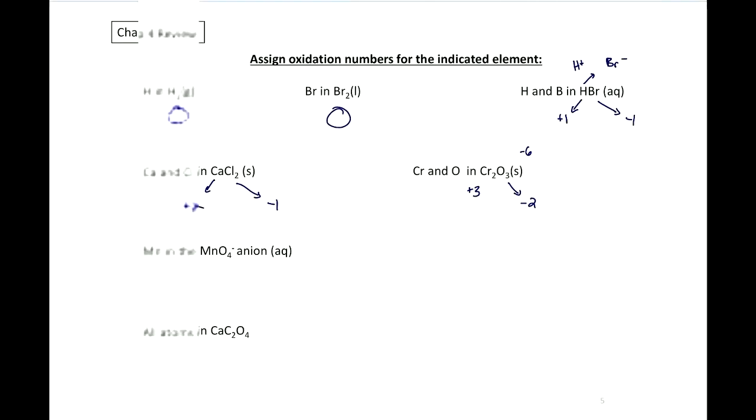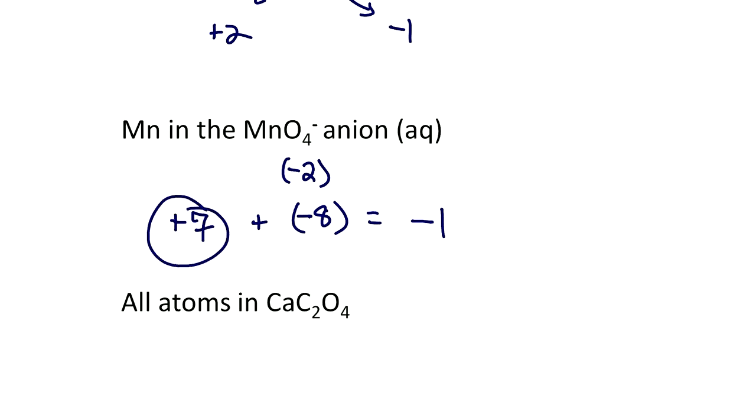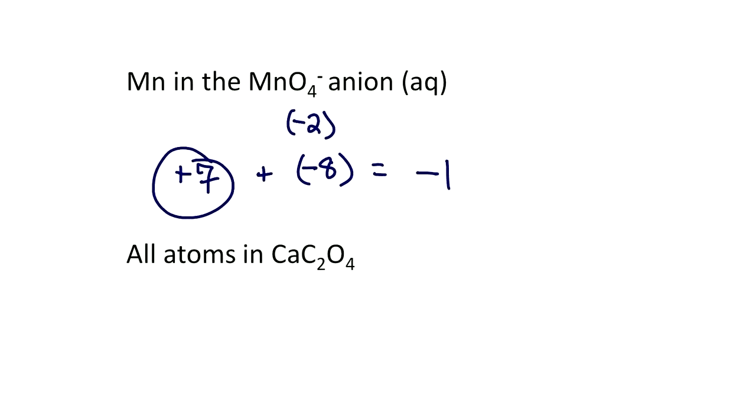All right. Okay, manganese in the permanganate anion. Again, oxygen is almost always -2. Since there's 4 oxygens, there's a total of -8 coming from the oxygens. It has to add up to its charge, so -1. So what does manganese have to be? Plus what? 7, plus 7. 7 minus 8 equals -1. Great. So manganese is +7, oxygen is -2.